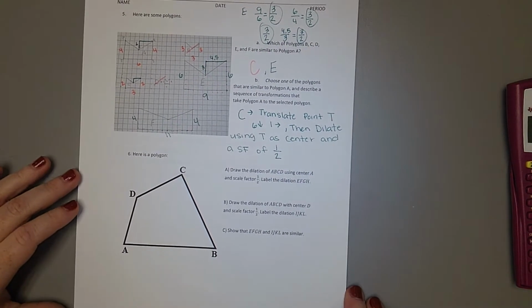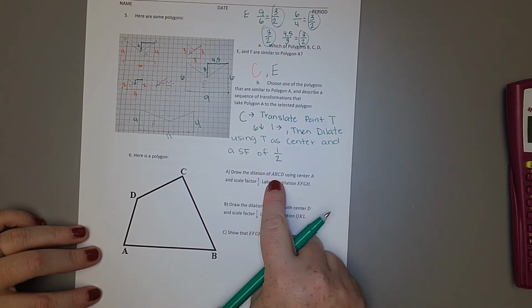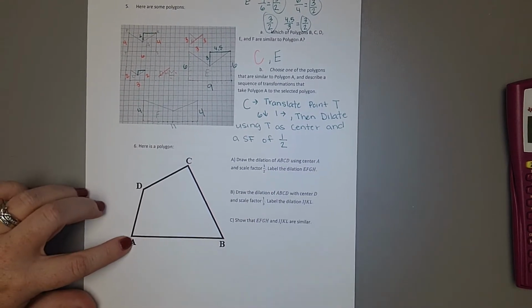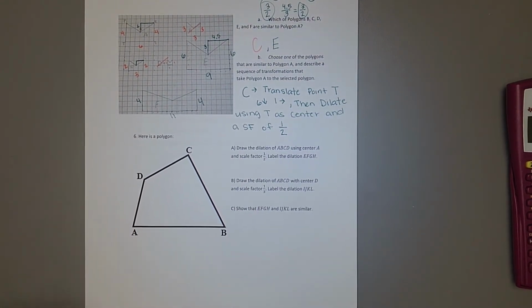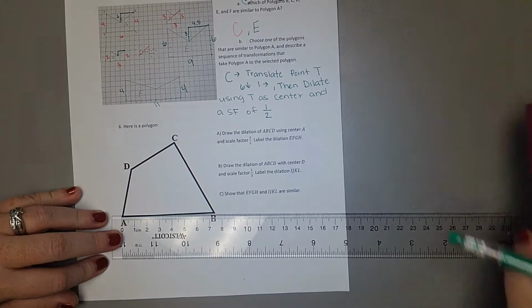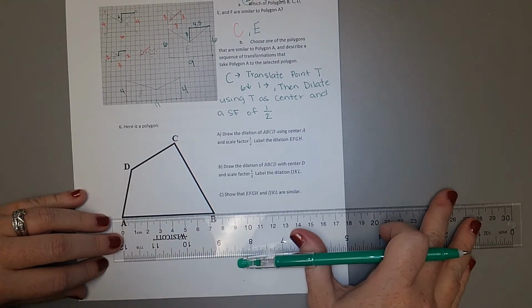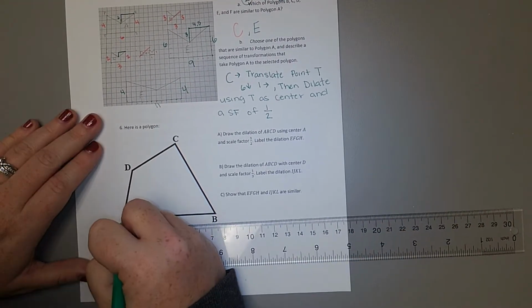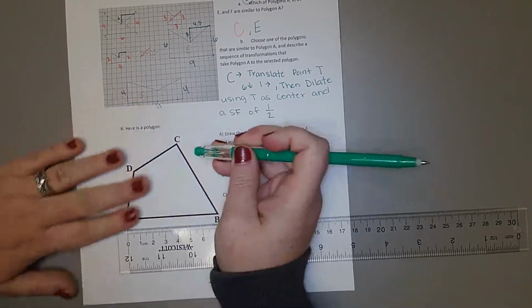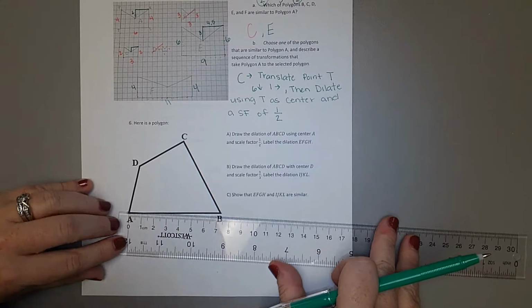Draw the dilation of ABCD using A as the center and a scale factor of 1/2. So you can do a couple different ways. A ruler is what I'm going to use. So from A, I'm going to use the outside corner of A for all my measurements.